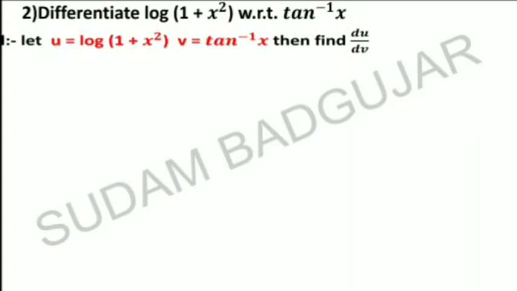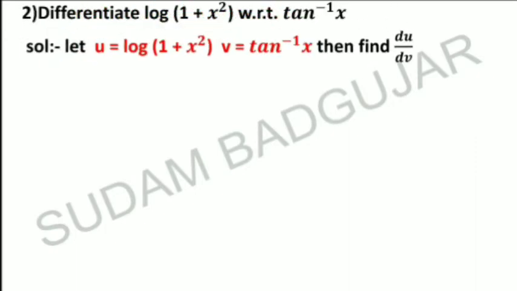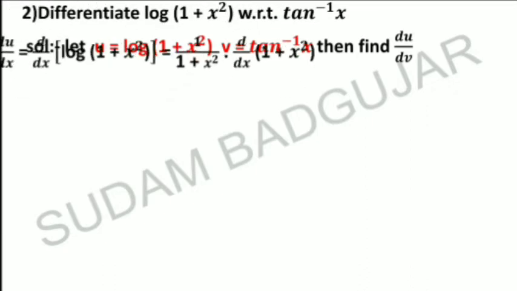Now question number 2 from your textbook, that is nothing but differentiate log of 1 plus x square with respect to tan inverse x. This is a very simple form. Don't use the substitution method here. Let u is equal to the first function and v is equal to the other function, because here you have to observe the type: differentiate one function with respect to another function. So u is the first function and v is the second function.